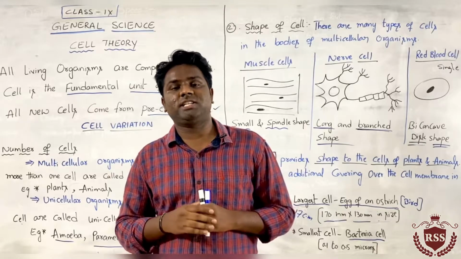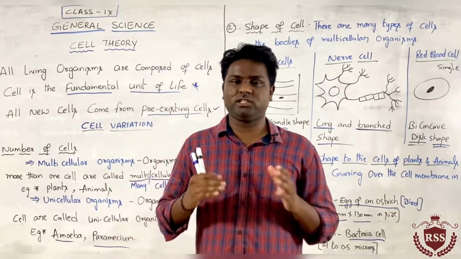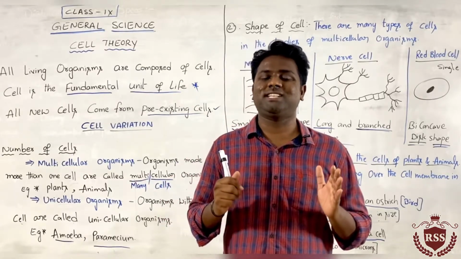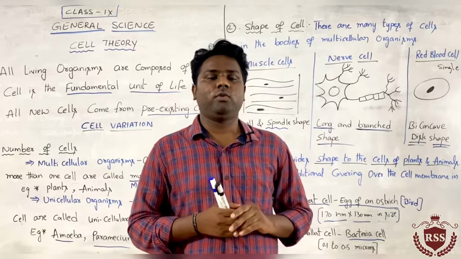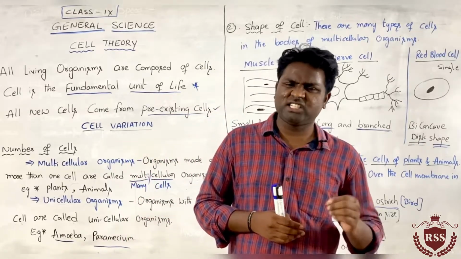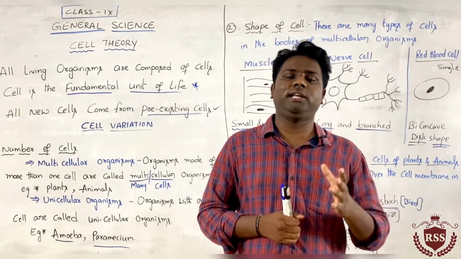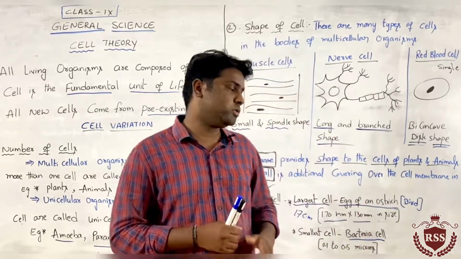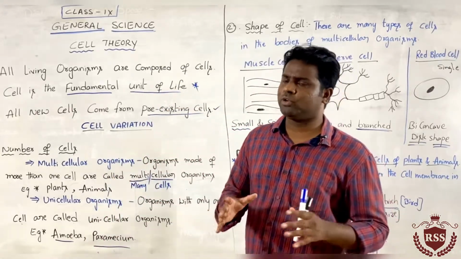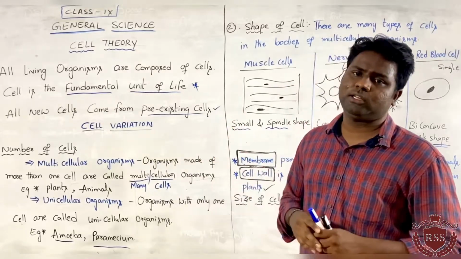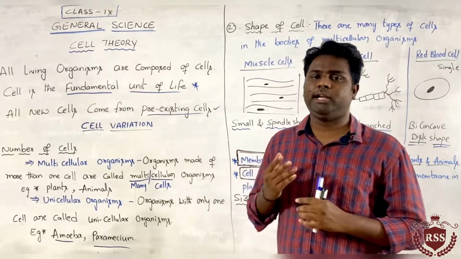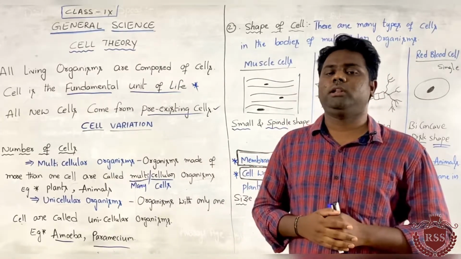Considering the size of the cell, the largest cell is the ostrich egg, 170 millimeters into 130 millimeters. The smallest cell is the bacteria cell, from 0.1 to 0.5 microns. This is the introduction of cell theory, cell structure and functions. We will discuss this cell in detail in the next class.